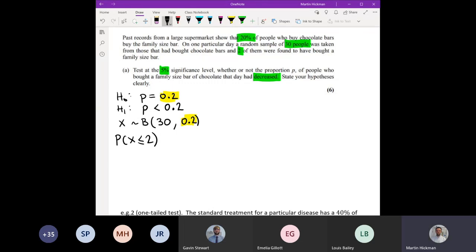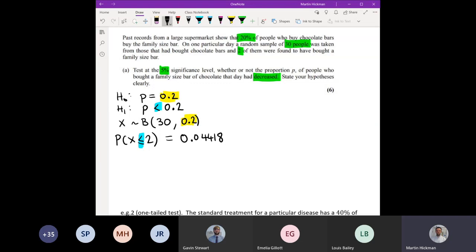What you want to bear in mind is that we're only doing one-tailed tests today. If your alternative hypothesis has a less than sign, when you're working out your probability, you should have a less than or equal to sign. And when we do an example in the next one where we've got a greater than sign, you should have a greater than or equal to sign. So we work out the probability that x is less than or equal to 2 using our calculator. Binomial CD: we put in x as 2, n as 30, p as 0.2, and we get 0.04418.